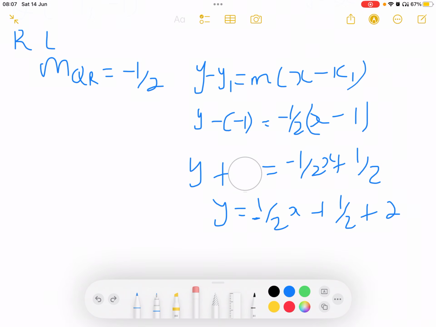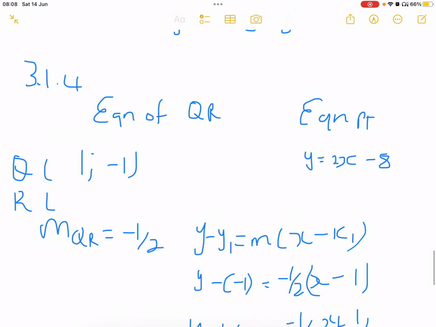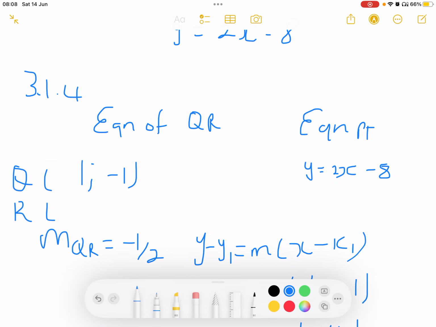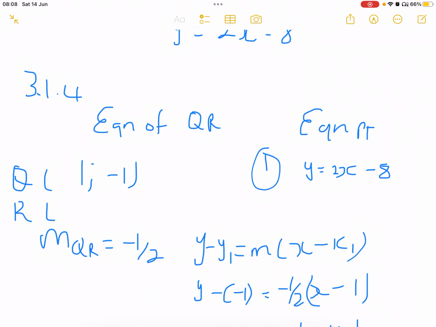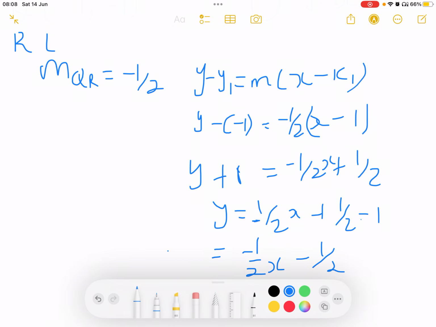Okay, just eraser. It's plus 1, then here it's going to be a negative 1, such that y is equal to negative half x minus a half. Right? Now we have two equations here. We'll call this one equation 1 and this one equation 2.